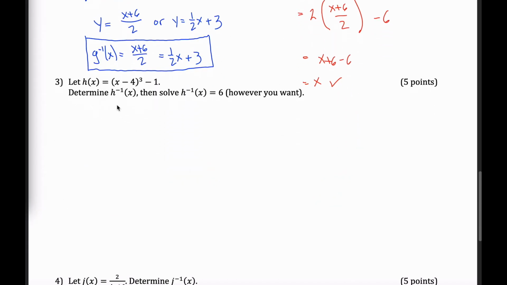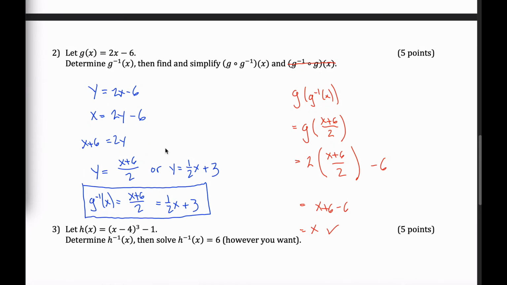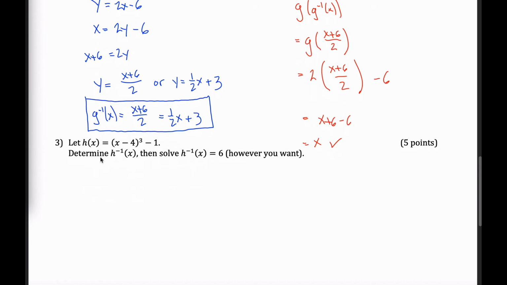Question 3, we get another function, h of x, and we're again asked to figure out h inverse of x. This function's a little bit more complex than this function, so the algebra will be a little bit more intense, but I don't think it'll be too bad, and it'll still be that same 4-step process. So step 1 will be to change h of x into y, so I get y equals (x minus 4) to the 3rd power minus 1.